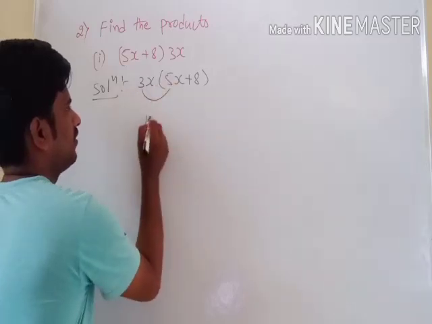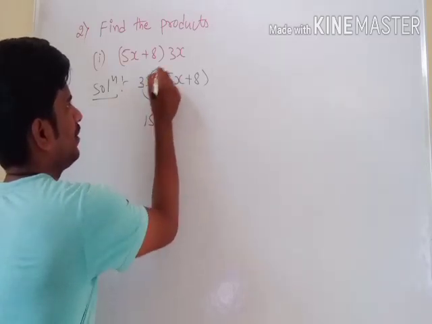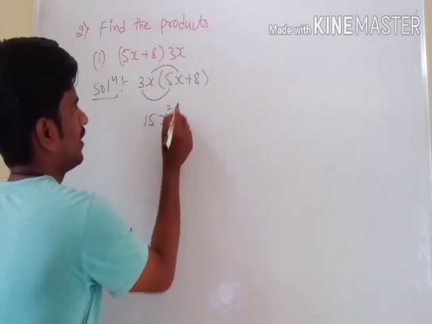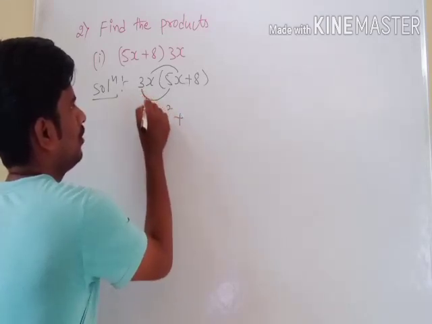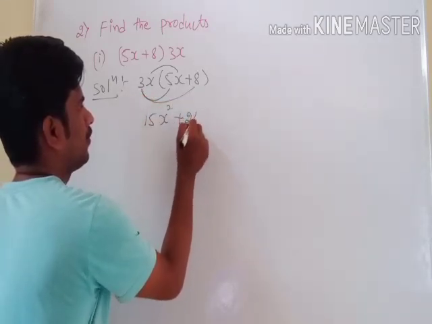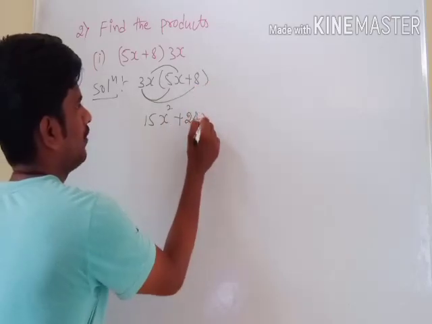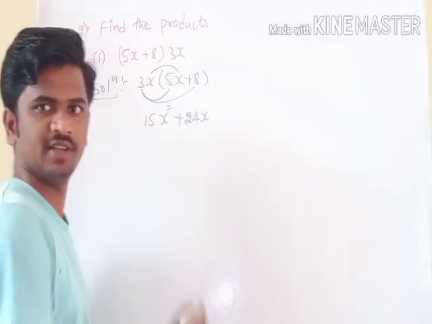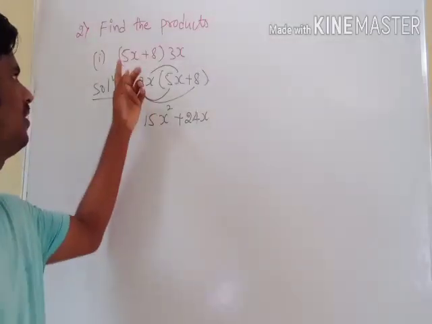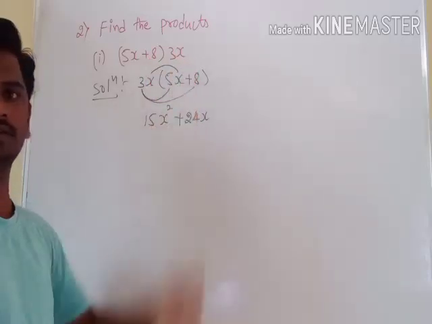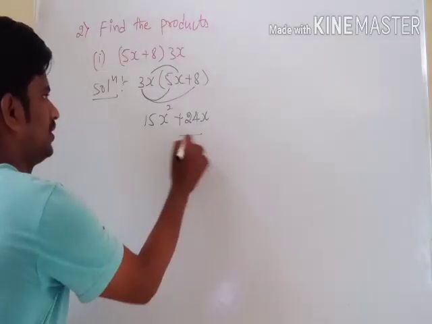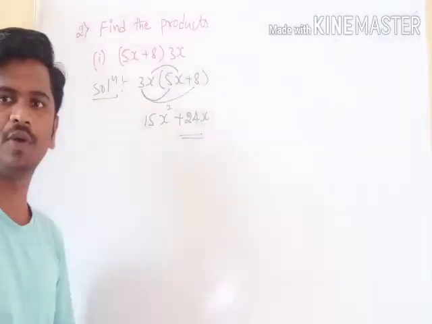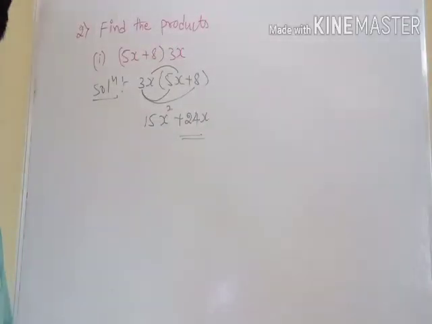3 5s are 15. Then x into x, x square, plus now 3 into 8, 24. So you write x as it is. This is the product of 5x plus 8 and 3x. Okay, this is the solution, that is 15x square plus 24x.